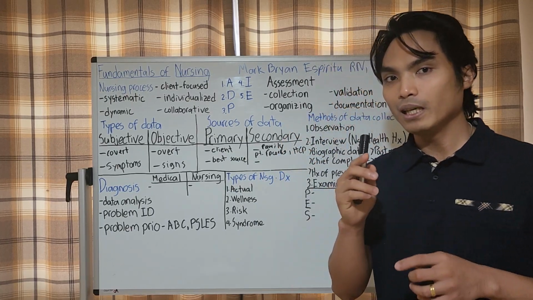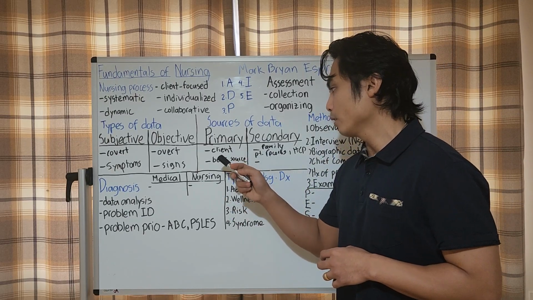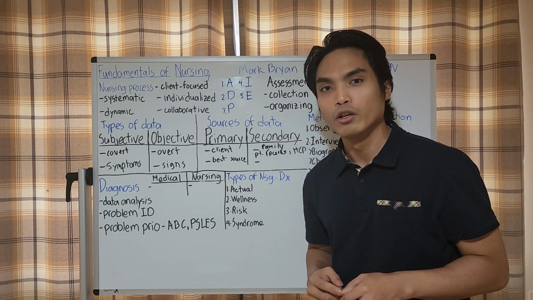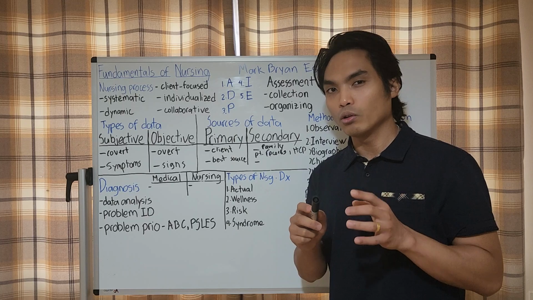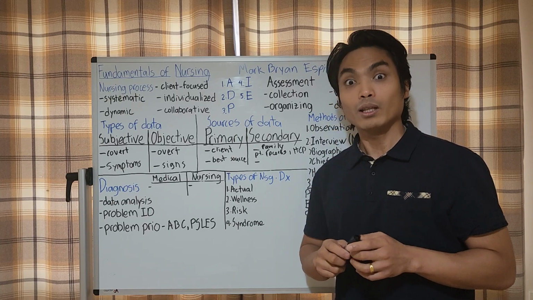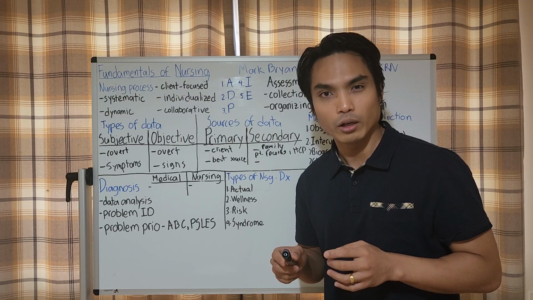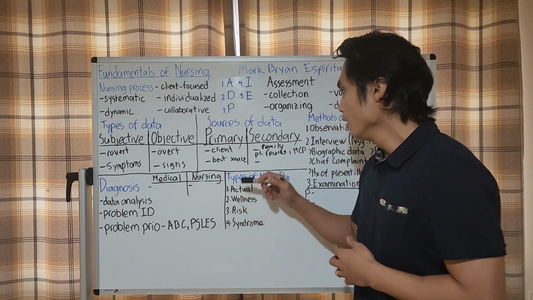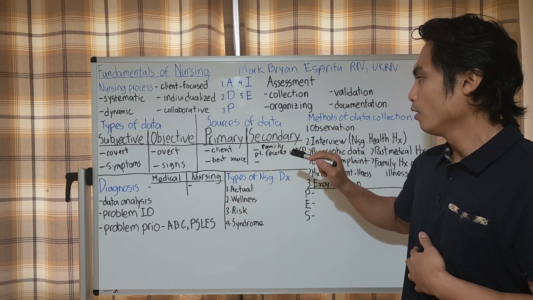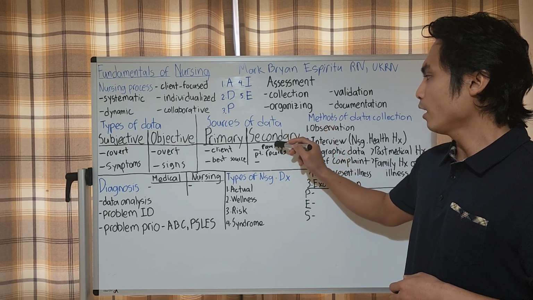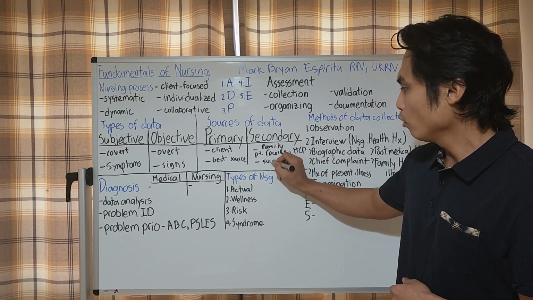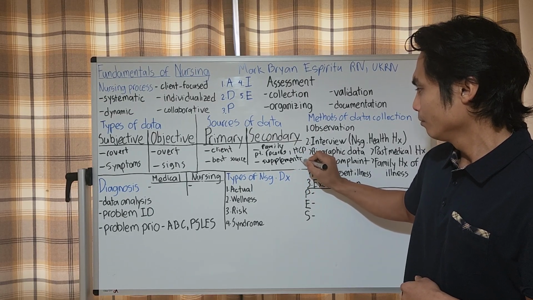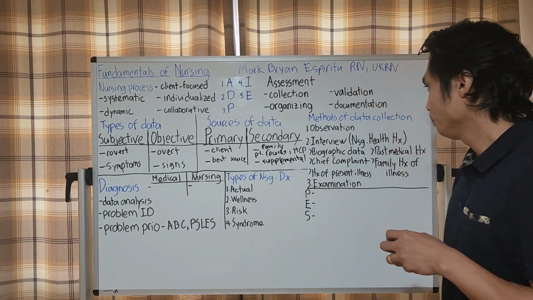But there will be instances where your client is not the best source of information. For example, if your client is a 4-year-old, do you think the 4-year-old will be a good historian? No. What if the client has dementia, Alzheimer's dementia, poor short-term memory? It's not the best source as well. That's why we go to secondary data during those instances. Because secondary data are supplemental. Okay, I hope that's clear.